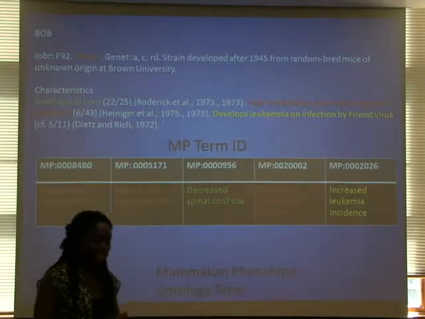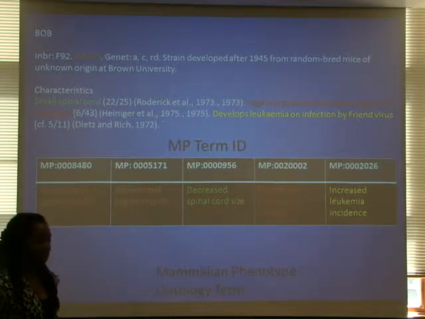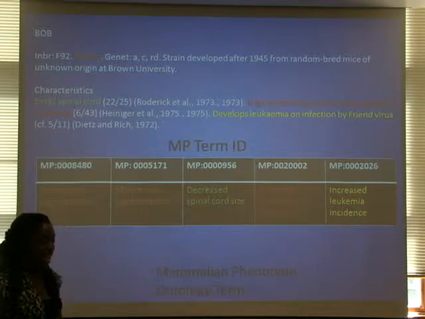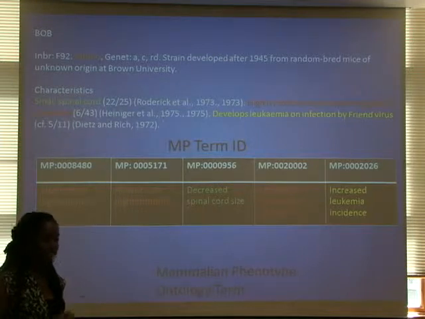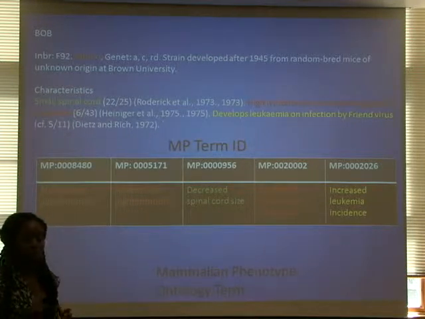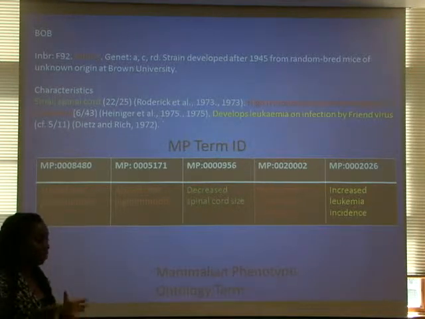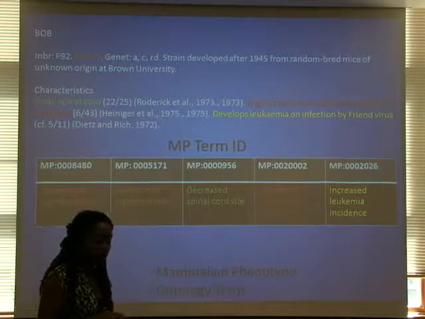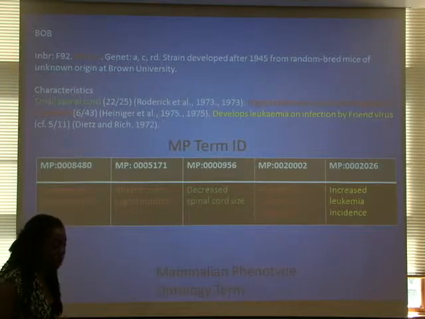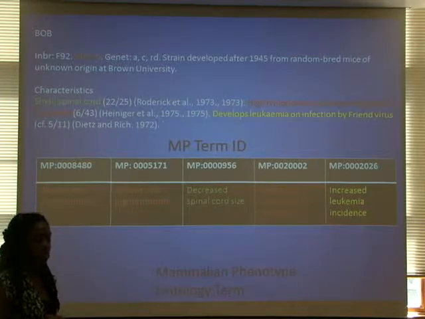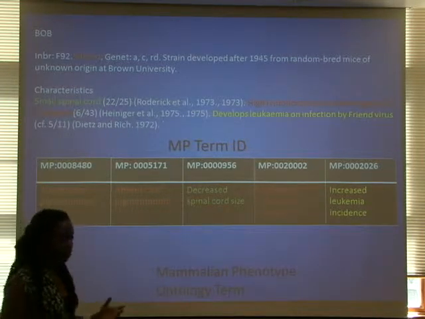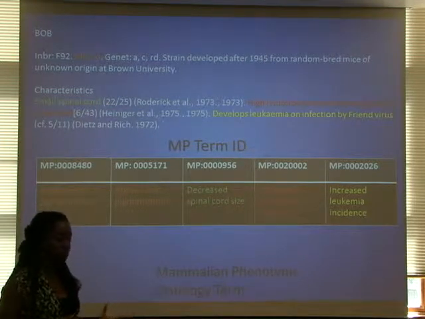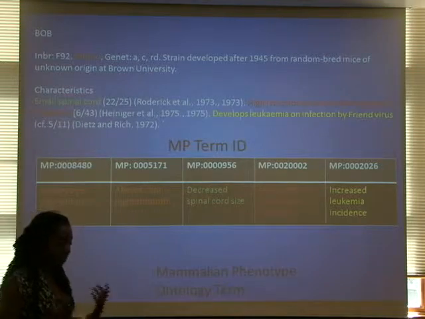And so here's an example of the raw data that I looked at. On the top, the strain is called Bob, or BOB, and it has 4 phenotypes that I could pull from and map to MP terms, or mammalian phenotype ontology terms. So you have albino, small spinal cord, high lymphocyte PHA response, and develops leukemia on infection by Friend virus. The albino happens to be mapped to 2 MP terms: absent eye pigmentation and absent coat pigmentation.